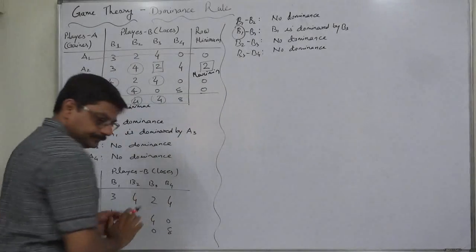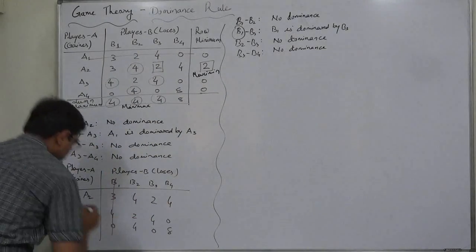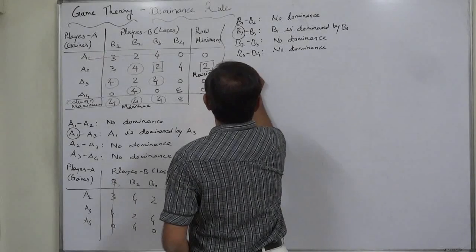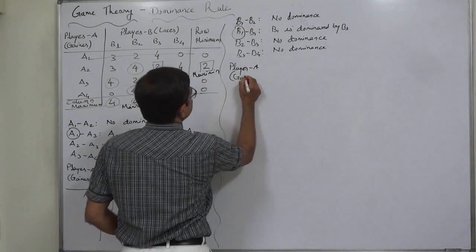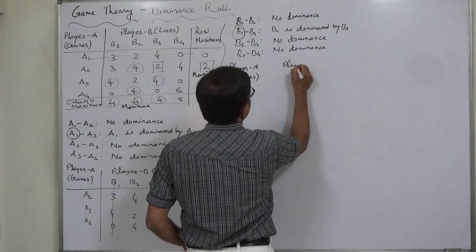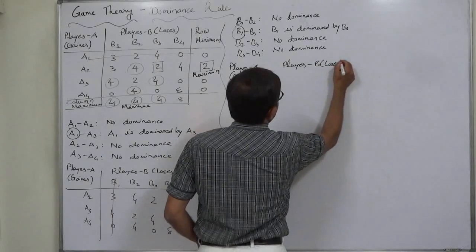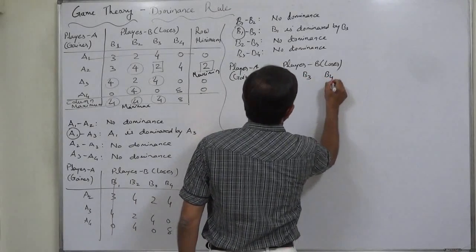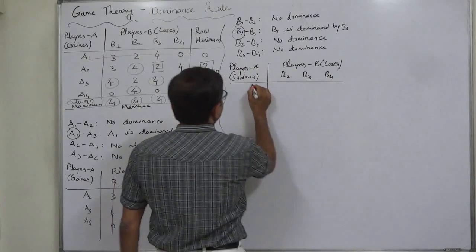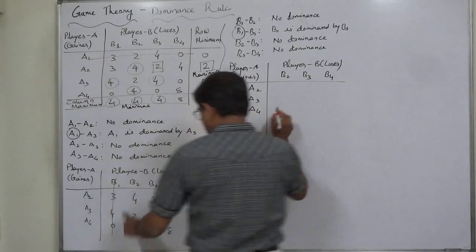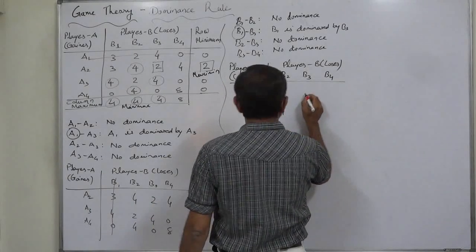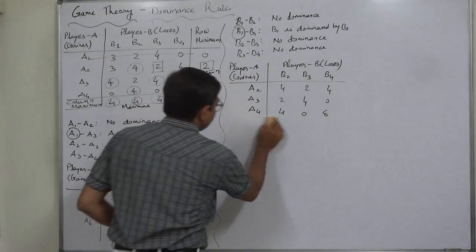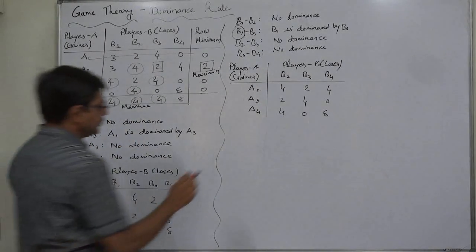Now we conclude that B1 is to be deleted. B is never going to select B1. The new game will be player A, the gainer, and player B, the loser, with now only three strategies of B, B2, B3, B4, and three strategies of A, A2, A3, A4. The rows are 4, 2, 4; 2, 4, 0; and 4, 0, 8. Now what? We have already made all possible comparisons.